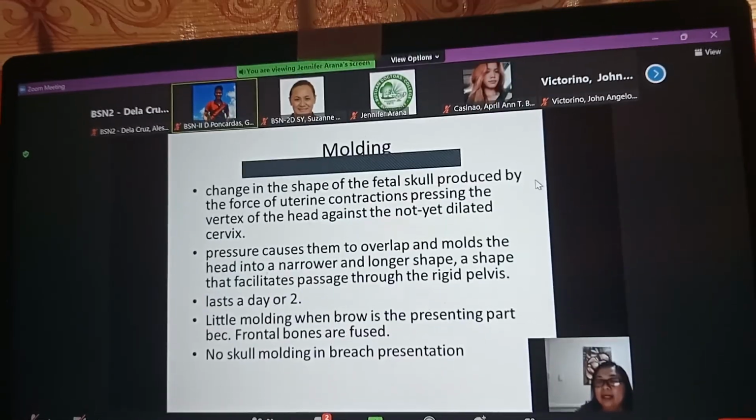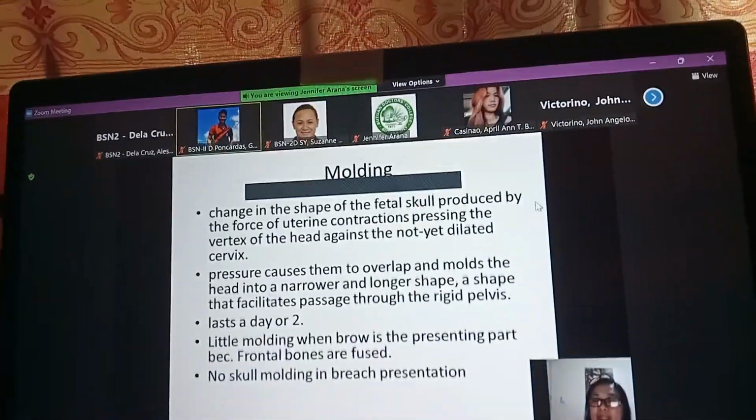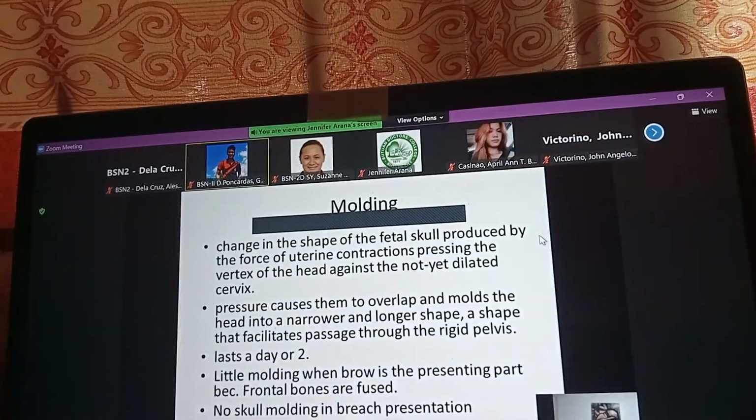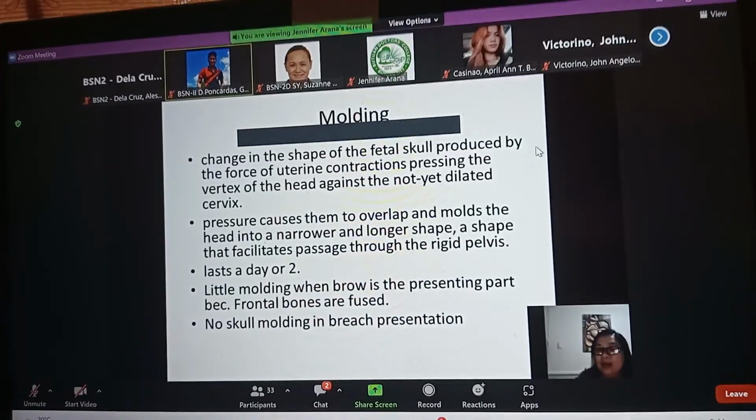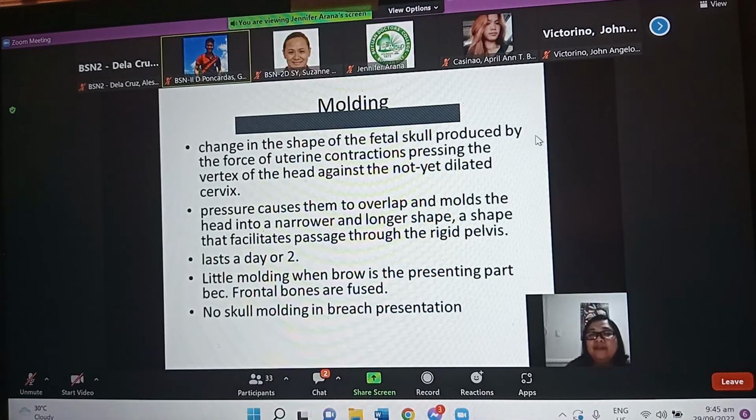Alright? Okay, next, molding. Diba? We said a while ago nga the sutures would allow molding. That is why it makes it also possible for the fetal head to pass through the maternal pelvis, although bisan pag dako-dako gamay ang fetal head, no? So, molding is a change in the shape of the fetal skull produced by the force of uterine contraction pressing the vertex of the head against the not yet dilated cervix.